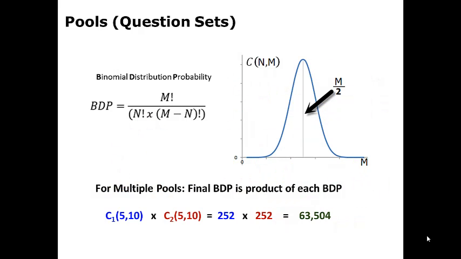Let's see how this is done. By using the binomial distribution probability, we can produce pools of sufficient size to minimize the chances of any two students having the same exam. By using this equation, it produces a stepped graph. Now I want you to pay attention to m over 2, because that is the highest point in this stepped function graphed out.